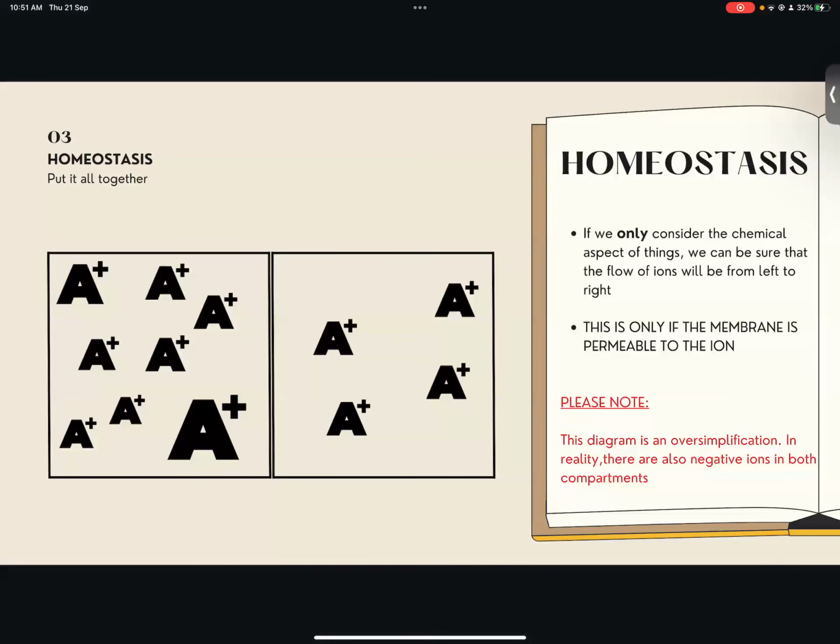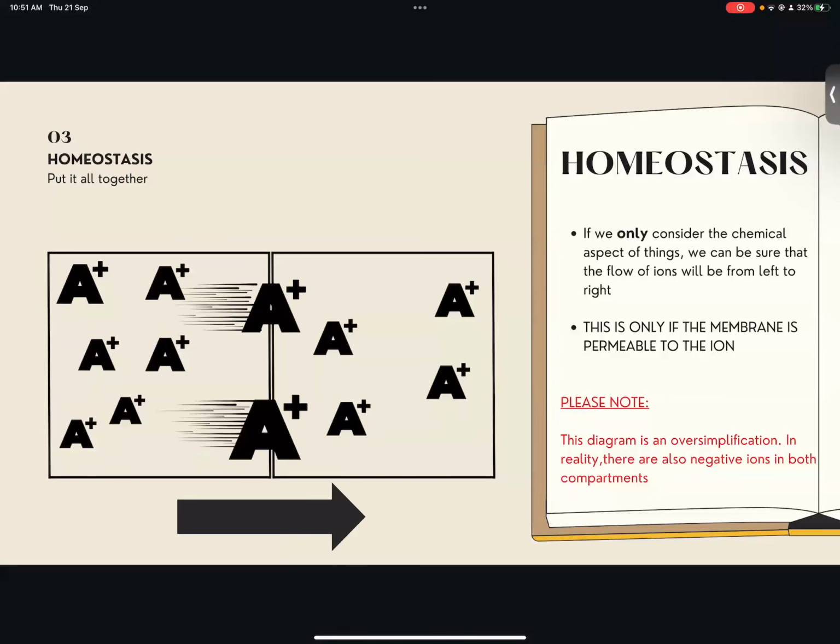I want you to note, again, as I mentioned, that this diagram is an oversimplification. In reality, there are also negative ions in both compartments, but we're considering the membrane here to only be permeable to these A's and not to any other ions. So very, very important. Please remember, there's also negative ions in both compartments, but we're only going to be looking at the A's right now because the membrane is only permeable to those A's. So again, more A's on the left than there are on the right, movement from left to right.